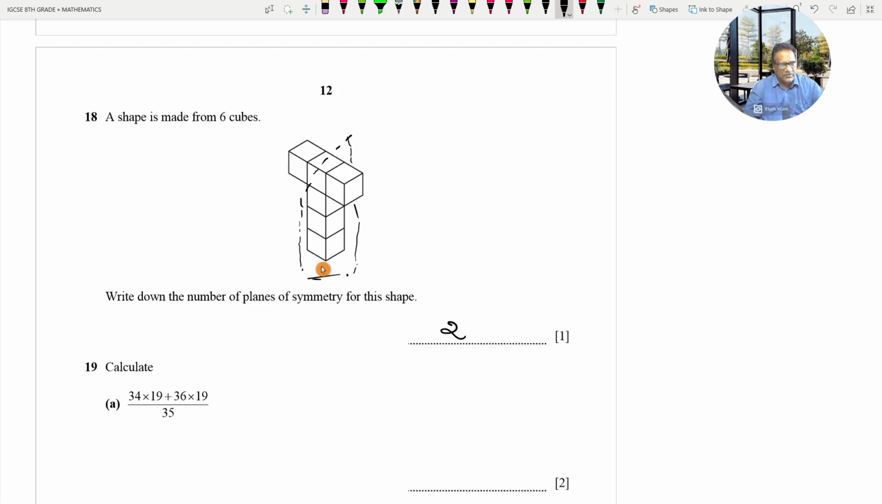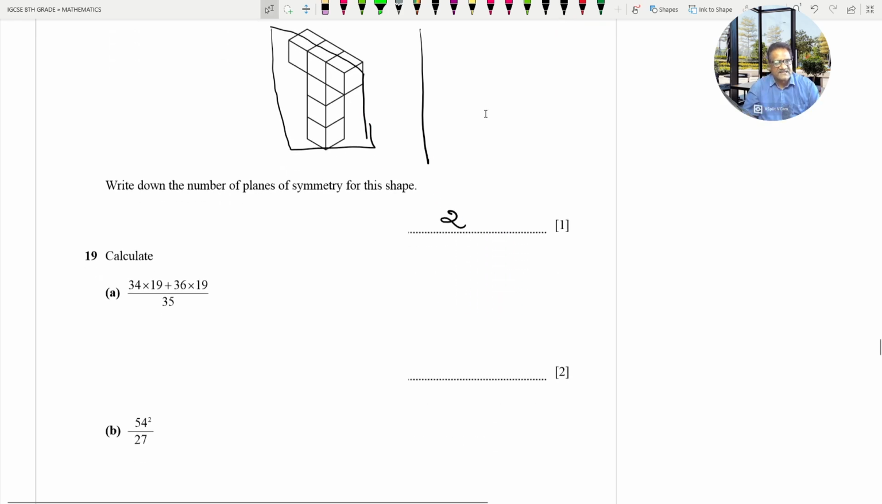I cannot draw it and show you because you have to imagine this. So I'll just remove these lines so that you don't get confused. So the planes of symmetry will be 2. One plane will be running this way, vertical, and divide this into two halves. The other plane will be going this way. Can you see this? This will also divide it into two halves. So one is vertical and one is this way. Right. So there will be two planes of symmetry.